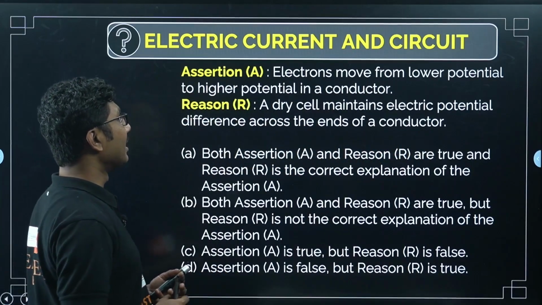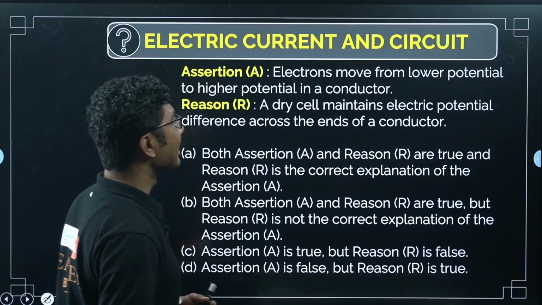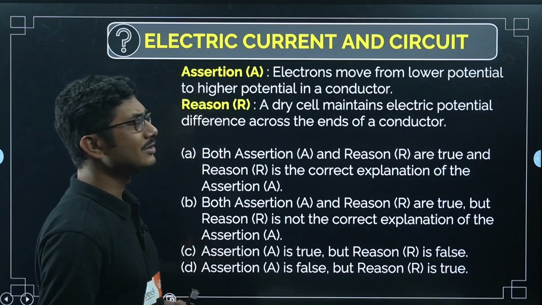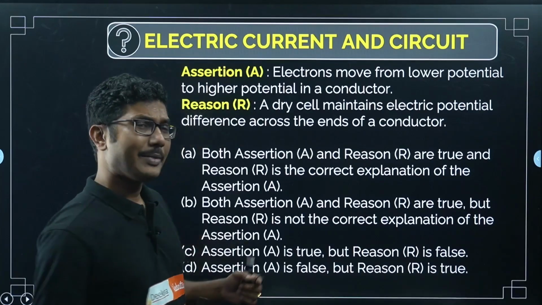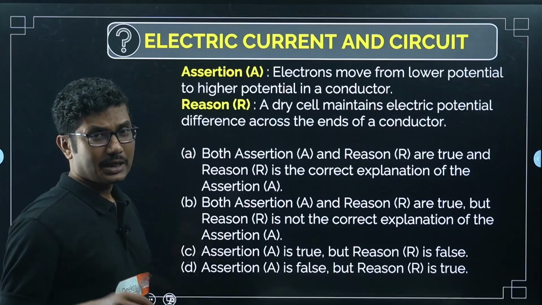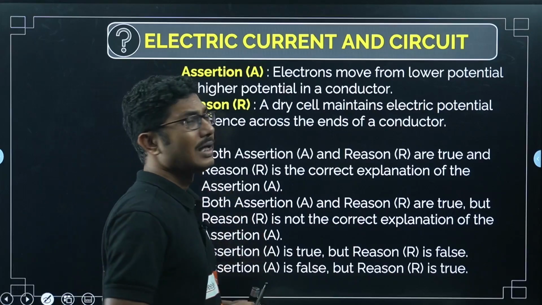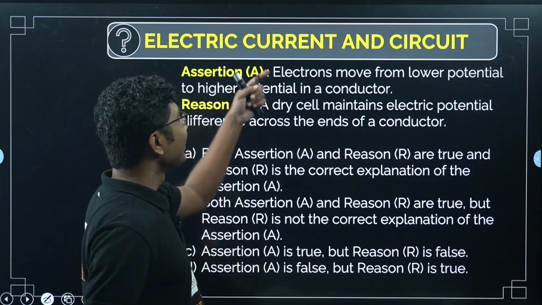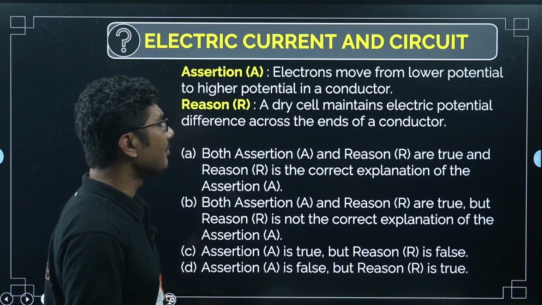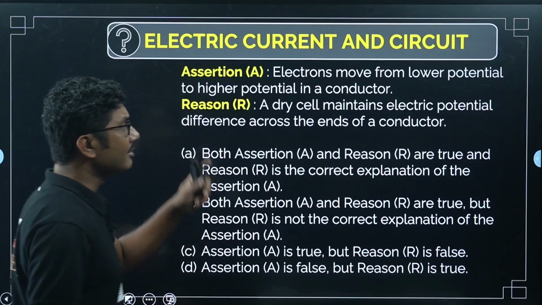Now another reason is given as: dry cell maintains electric potential difference across the ends of a conductor. Now dry cell maintains an electric potential difference across the ends of the conductor, that is also correct, but is it the reason for this? Is it because the dry cell is maintaining a potential difference that electrons are moving?